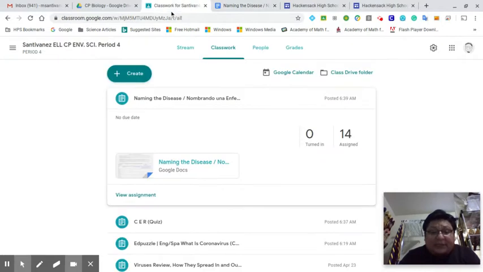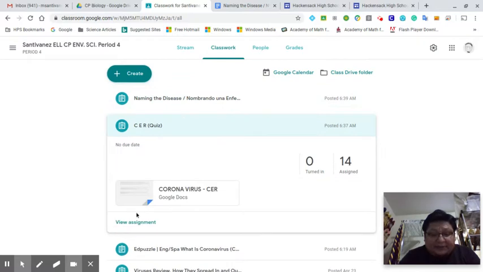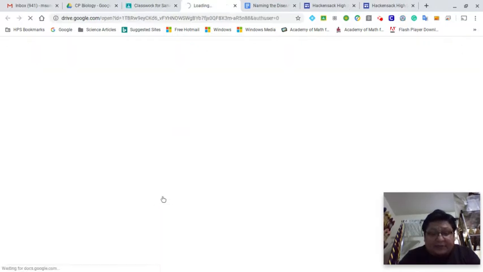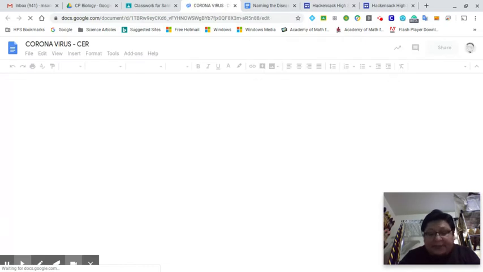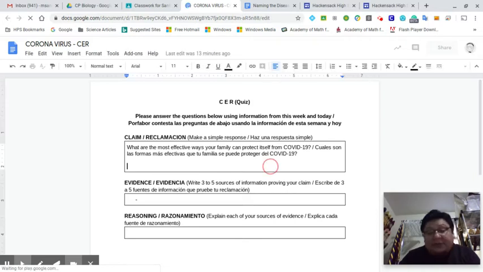So that's activity one. For the second activity, I know I'm going past 5 minutes now. CER. No need to explain what a CER is. We've done this throughout the year. So I'm just going to review it and then stop the video. The question: what are the most effective ways your family can protect itself from COVID-19? Give 1, 2, 3, 4 answers, tops. Simple answers. Keep it simple, straightforward, to the point. I don't want any explanations here.